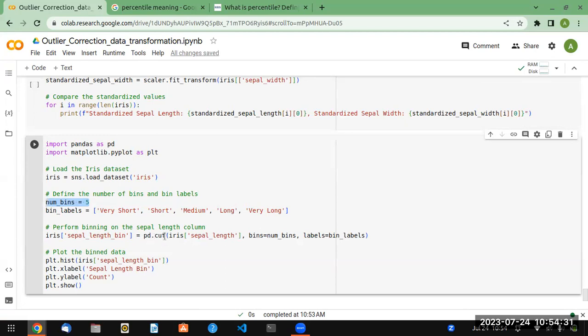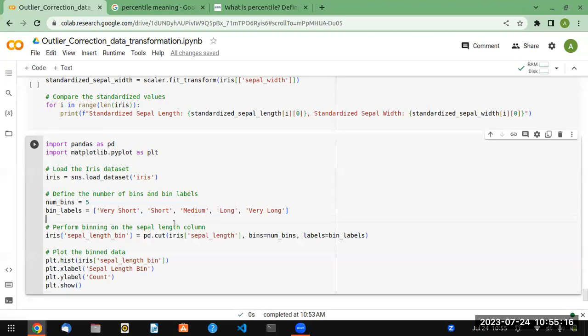Here in pandas, we have a method called pd.cut. Cut means it will divide this data into the number of bins that you are giving, and these are the labels for the bins. So see here what I'm doing: for the sepal length, I am creating 5 bins. That means 5 categories based on the sepal length value. Very short, short, medium, long, very long. That means how many flowers, based on sepal length, come under the very short category, medium, and so on. I am dividing it into 5 parts.